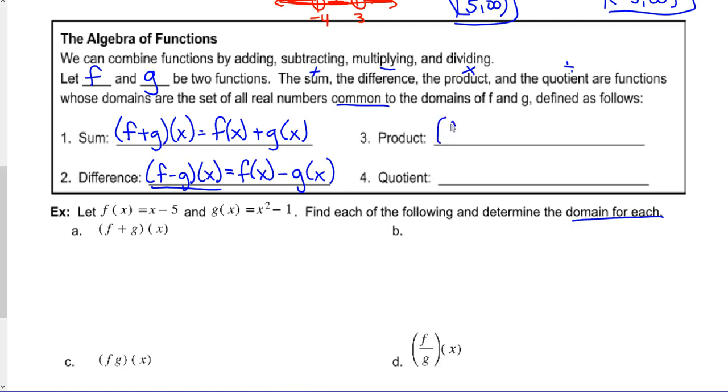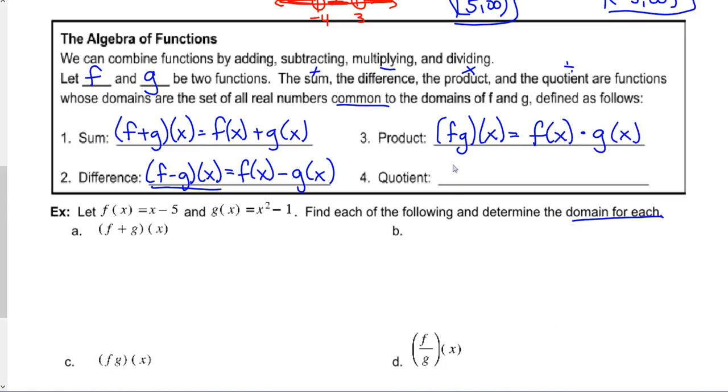For the product of two functions, I'm going to go FG, which remember, if there's nothing that you see between those, then it is a product or a multiplication. This means that I'm going to do f of x times g of x.